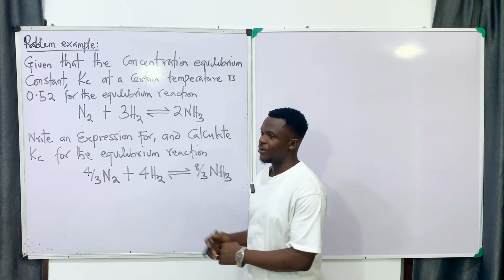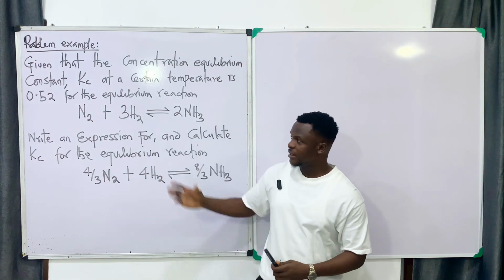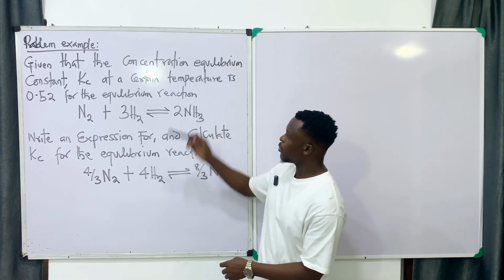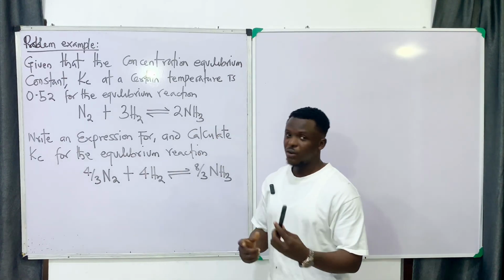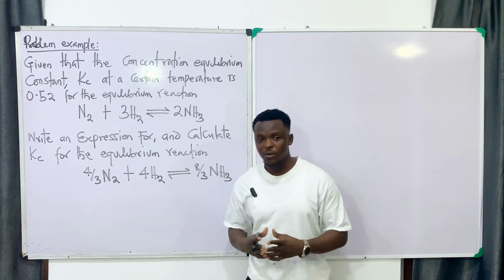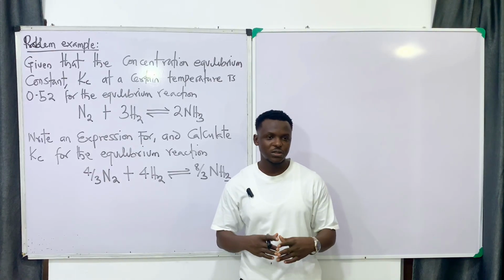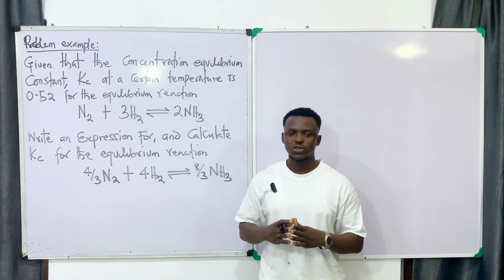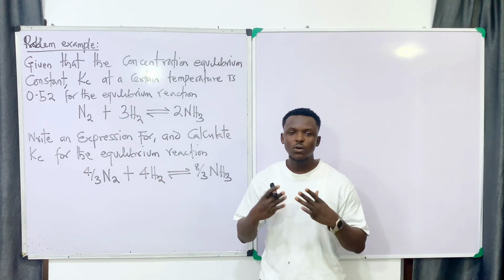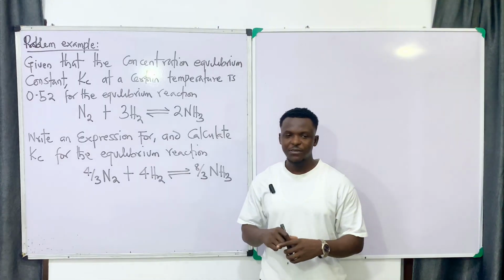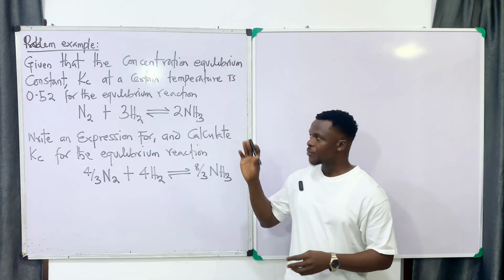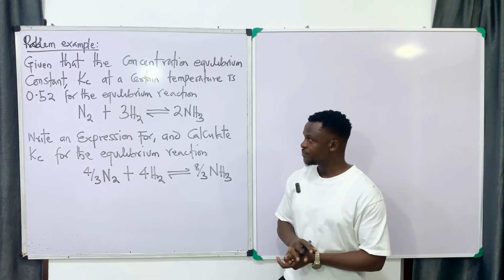We have an example here, right? If you look at this question here, they said given that the concentration equilibrium constant Kc. Recall I told us that we have equilibrium constant written in terms of concentration. We also have the one written in terms of partial pressure. But the one of concentration predominates. You should only write the one of partial pressure if it is solely indicated or stated. All right. Otherwise, you should write that of the Kc.